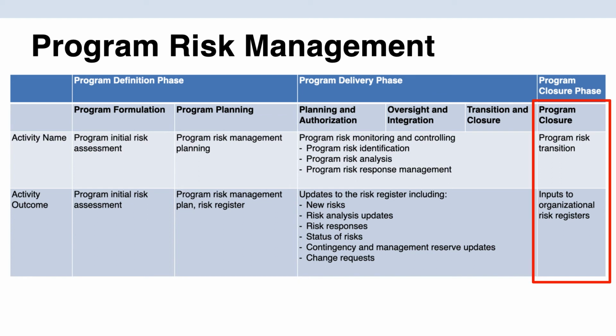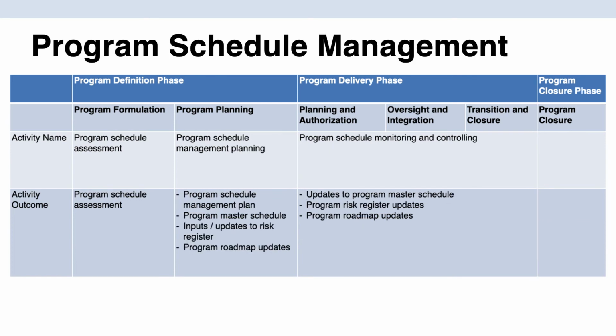Lastly, we move on to the program closure phase. The program risk transition activities happen, and this will result in the organizational risk register, and this will give the receiving organization a chance to address any residual risk remaining. So basically, you're closing out your project, you're documenting everything, and if there's any remaining risk, you are letting the receiving organization know about it, and they can manage it accordingly.